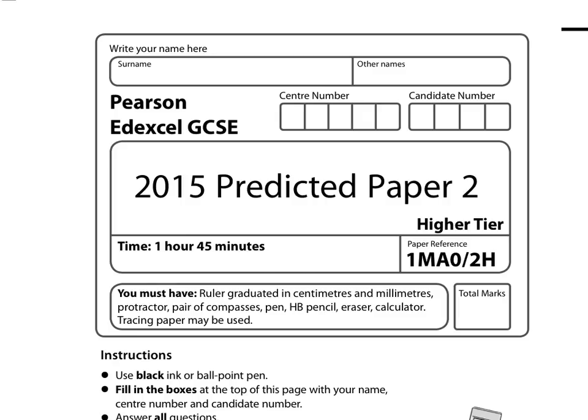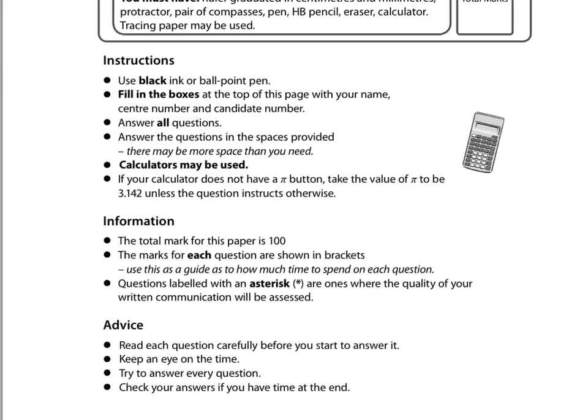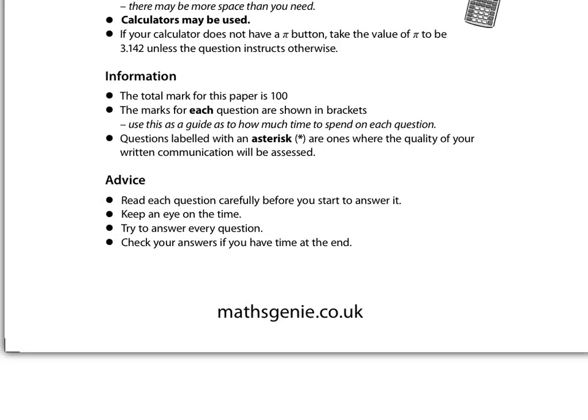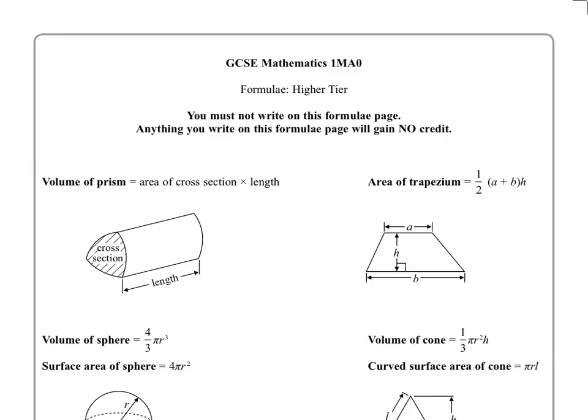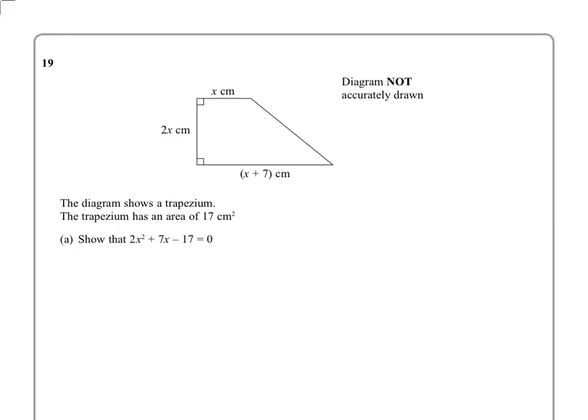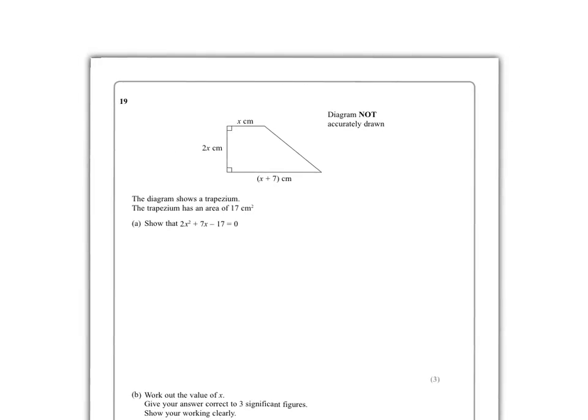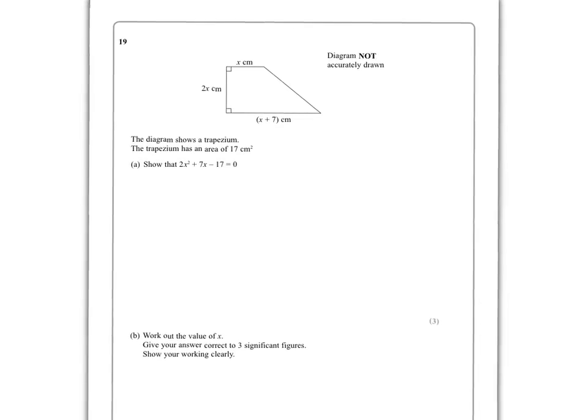Right, part 3 of this predicted paper using Math Genie's best guess at what is going to be on paper 2 on Monday the 8th of June for Edexcel. So here we go, we're on question 19 now. It's the formula page, here we go. I'm just going to make it a bit smaller so it all fits on the page. And then up we go.